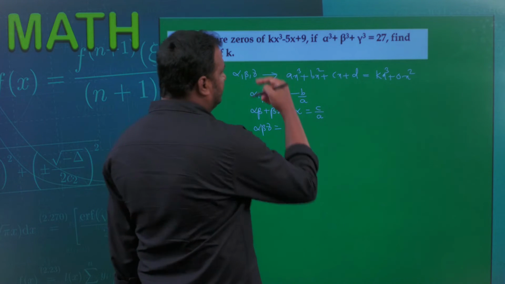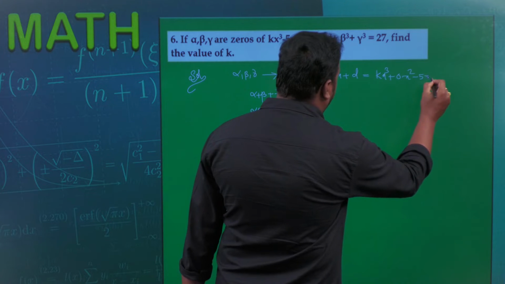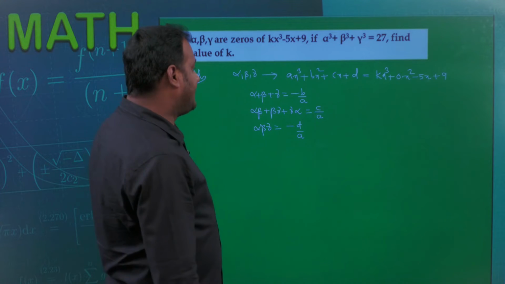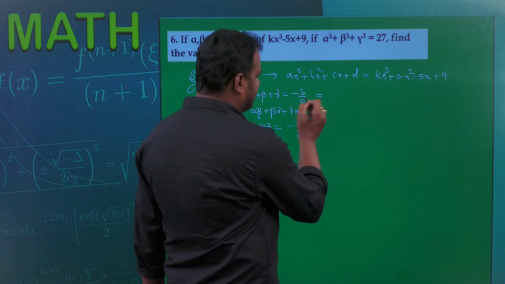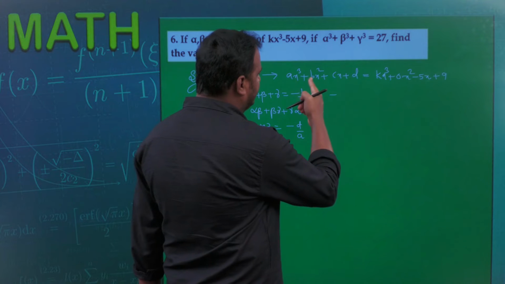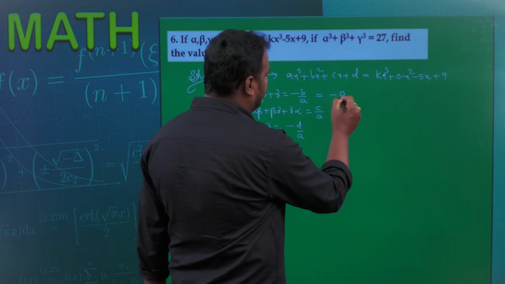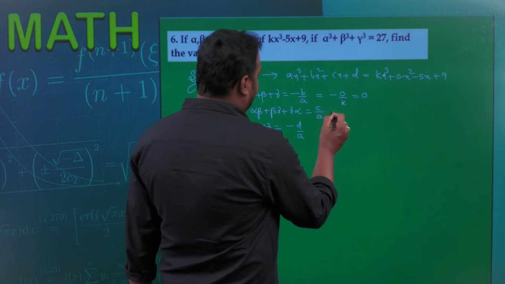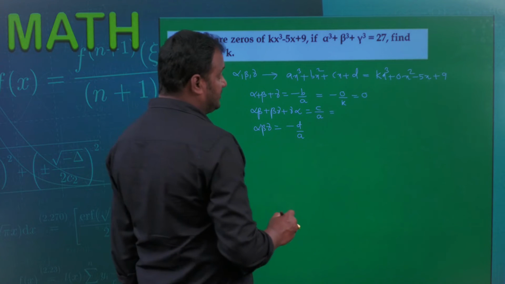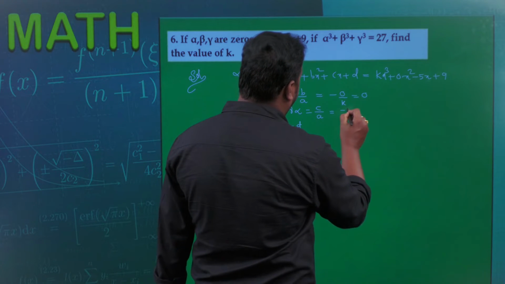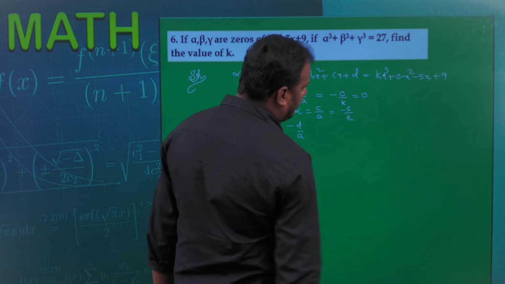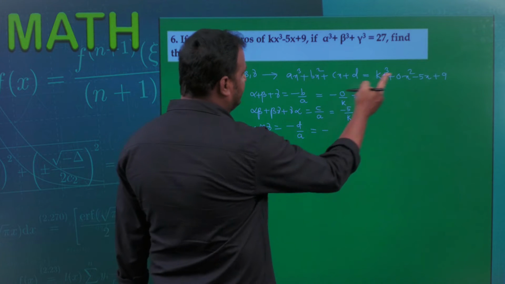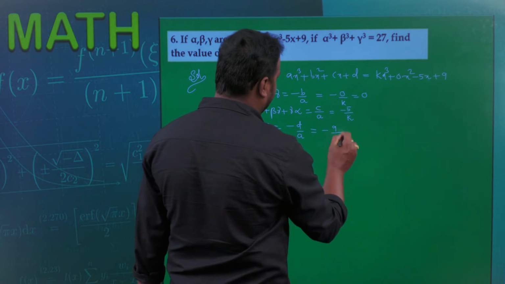And what is x term here? X term is minus 5x. And the constant is plus 9. Right? I will find out the value of alpha plus beta plus gamma, that is minus b by a. So minus, what is b here? Coefficient of x square, that is 0, divided by a is equal to k, which is equal to 0. And alpha beta plus beta gamma plus gamma alpha is equal to c by a. What is c here? C is minus 5, divided by a is equal to k. Okay? And alpha into beta into gamma is equal to minus d. D is equal to 9, divided by a is equal to k.